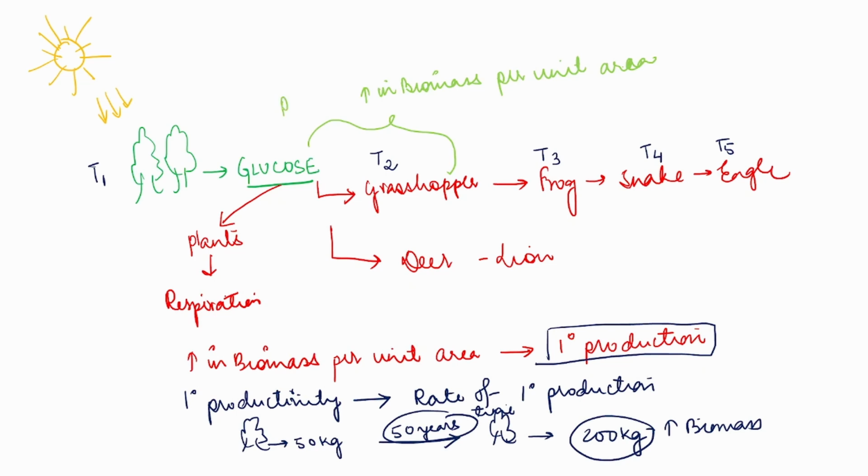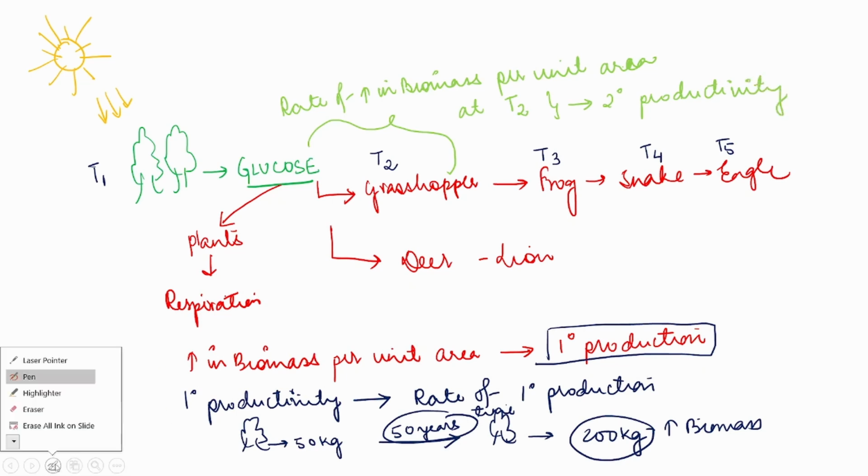Area, rate of increase of biomass per unit area at T2. What do we call it? We call it secondary productivity. Am I clear? Yes. And here you see the amount of glucose the plant synthesizes.